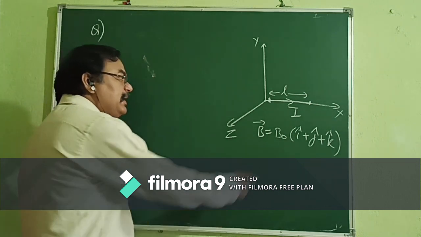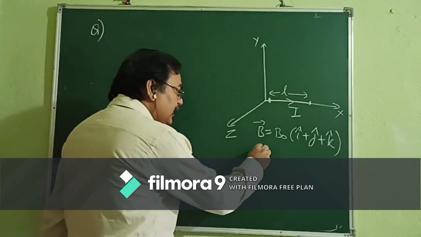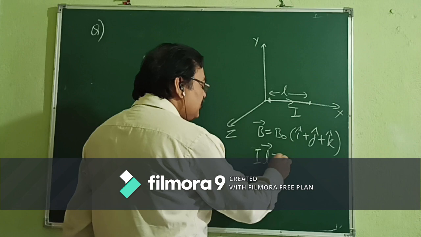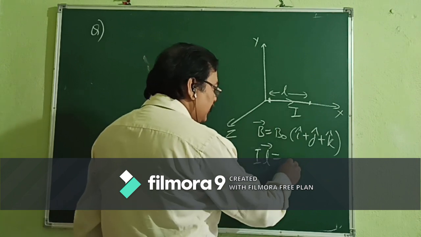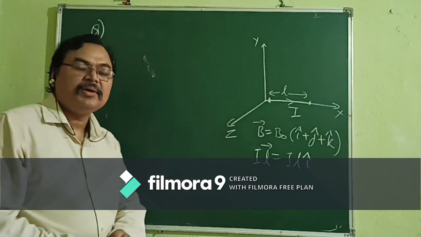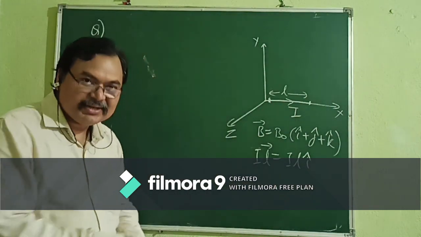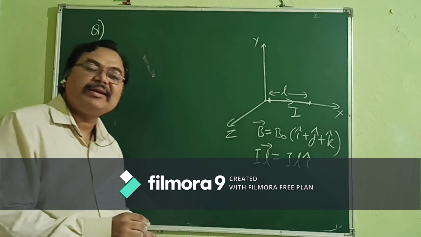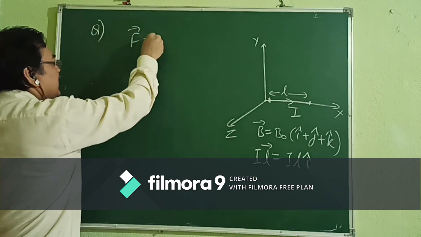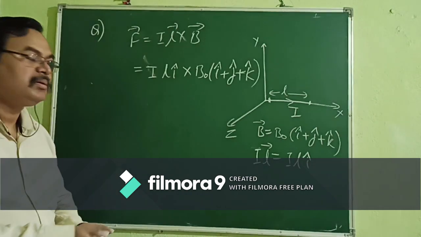Now see, as the current is flowing along the positive x-axis direction, can we write that IL is equal to IL i cap, because it is along the x direction, and for x direction we know very well that the unit vector i is used. Now we know that force F is equal to what? It is I L cross B.